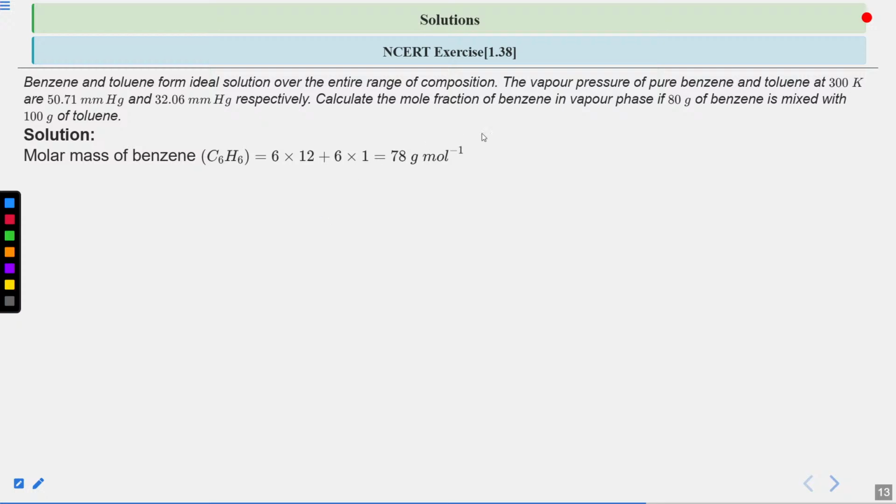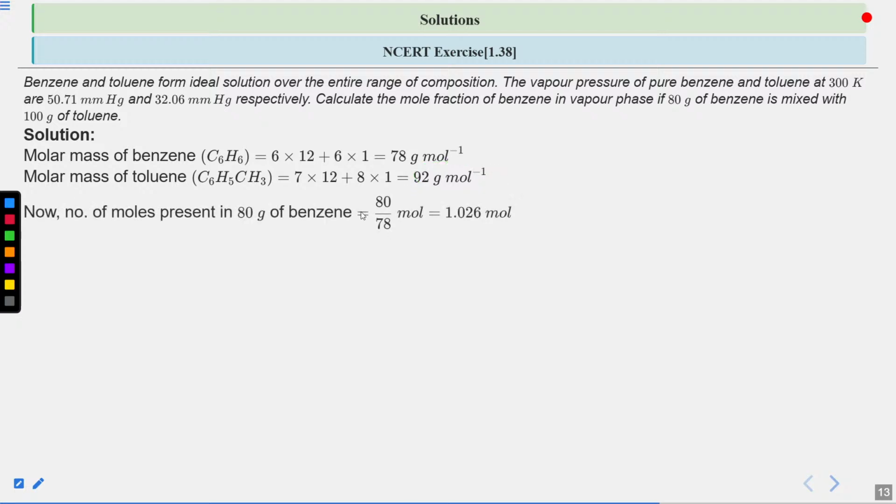For that, we will need the molar mass of benzene. You can calculate, this value will come out to be 78 gram per mole, and the molar mass of toluene will be 92 gram per mole. Hence, the number of moles of benzene will be given mass, which is 80, divided by the molar mass, which is 78. It will give you 1.026 moles. Similarly, for toluene, it will be 100 divided by 92. This value will give you 1.087 moles of toluene.